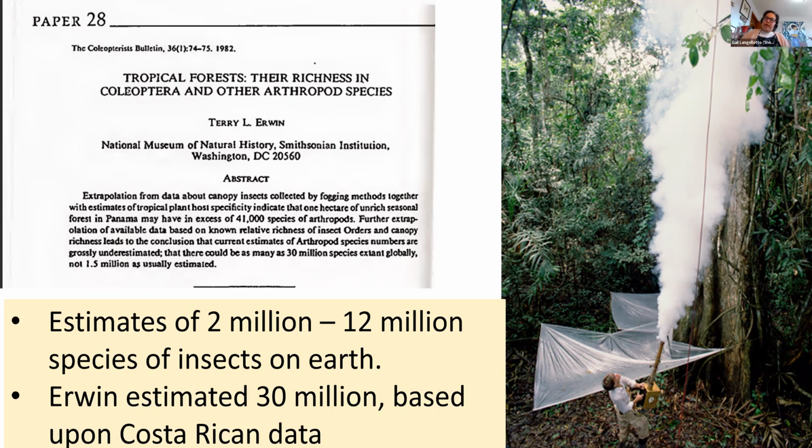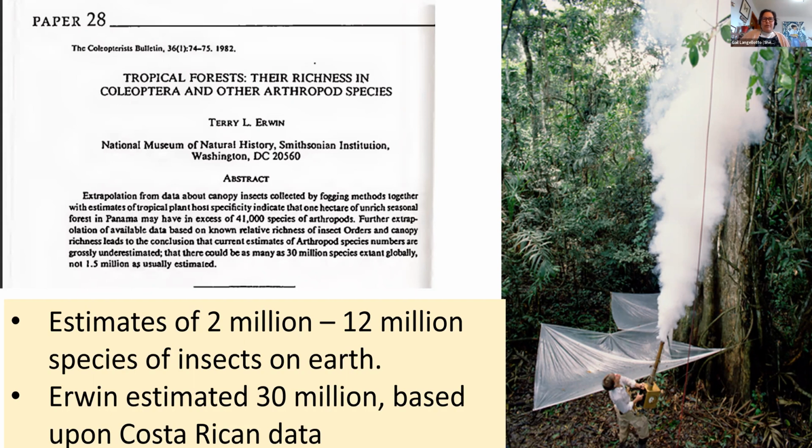On the right-hand side right here, you see that there are some plastic tarps that are draped beneath some trees. This is Terry Irwin standing right here, and he is holding a fogger that is emitting a broad spectrum insecticide into the canopy of these Costa Rican rainforest trees. As he was fogging the trees with the insecticide, the insects would fall out into the tarps below, and Dr.